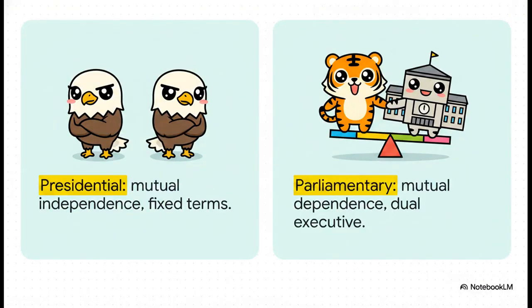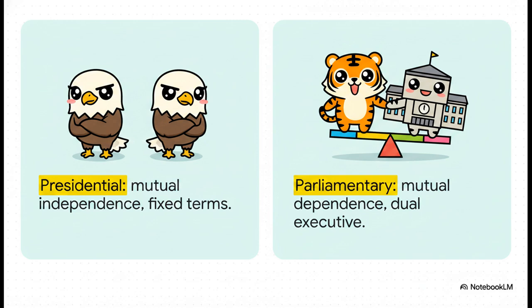Think about it like this. The U.S. presidential system is built on mutual independence. The president and Congress are elected totally separately, and they serve fixed terms. But the famous political scientist Juan Linz warned that this creates a super dangerous zero-sum game.